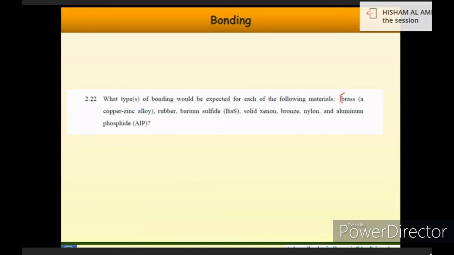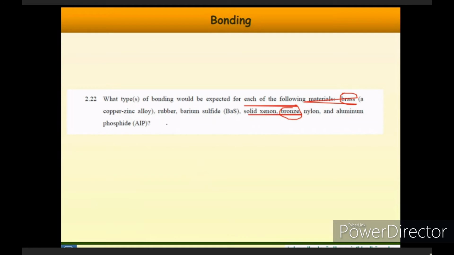So brass and bronze are sort of brothers. Brass was copper, zinc, and bronze is a copper tin alloy. Okay, copper tin.